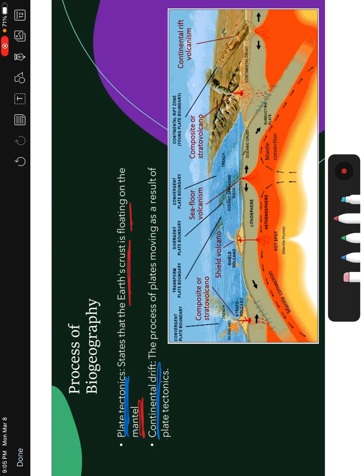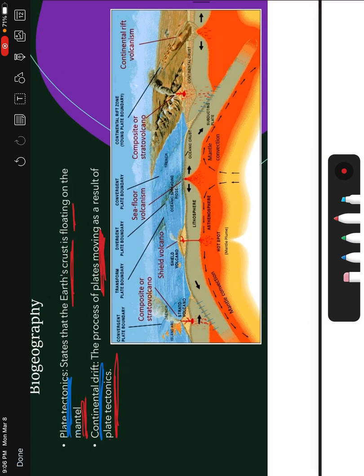Okay? Then continental drift is just the idea that plates are moving as a result of plate tectonics. So the plates move very, very slowly. This is why we see things like earthquakes and those sorts of things. But yeah, continental drift is just a process of the plates moving as a result of the Earth's crust floating on top of the mantle.